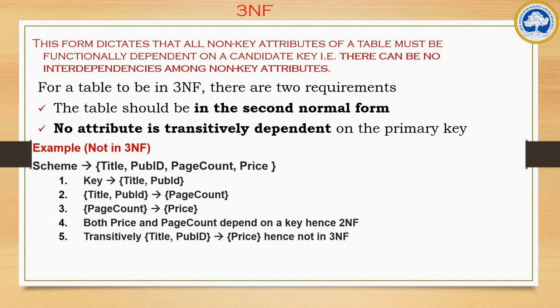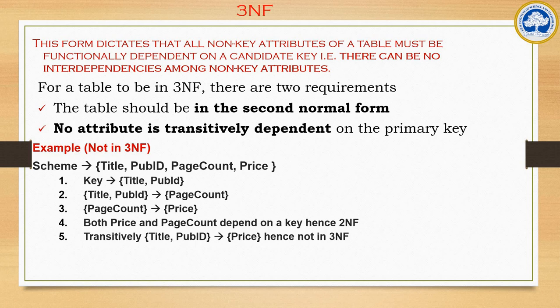The first condition is, obviously, the table should satisfy the second normal form, and no attribute should have a transitive dependency on the primary key. Transitive dependency means A tends to B and B tends to C, so obviously, transitively, A tends to C. It is true. That is a transitive dependency. So there is no interdependency among the non-key attributes.